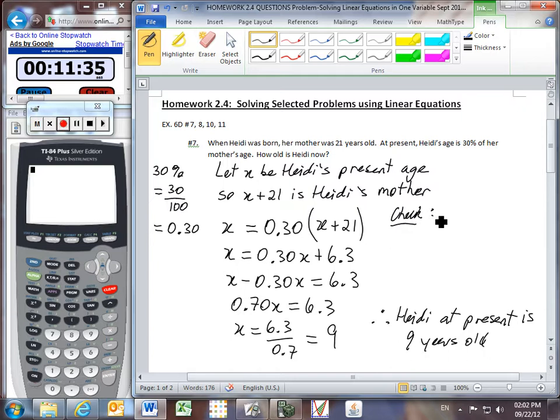Now I should probably just do a check. So if I substitute in my x equals 9 into this equation, is it true that 9 is equal to 0.30 times 9 plus 21? So let's resolve the right-hand side. 0.30 times 30, and that gives us 9. Oh good, so it is true, and therefore I've validated my response. Heidi is 9 years old.